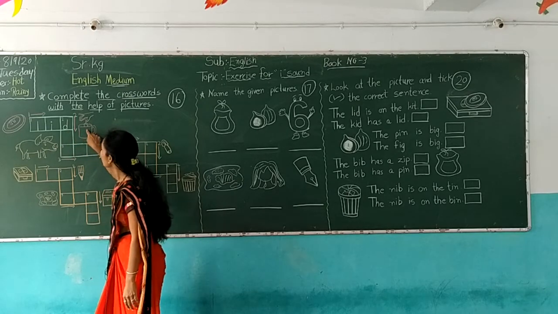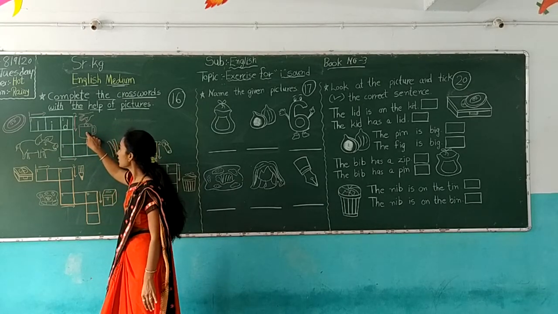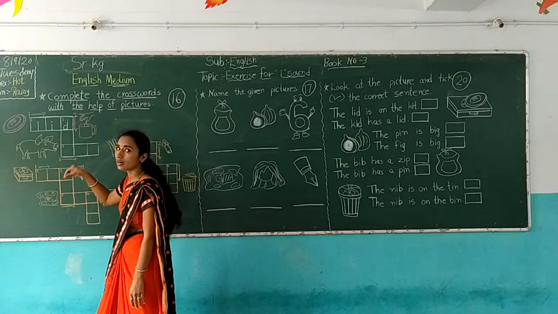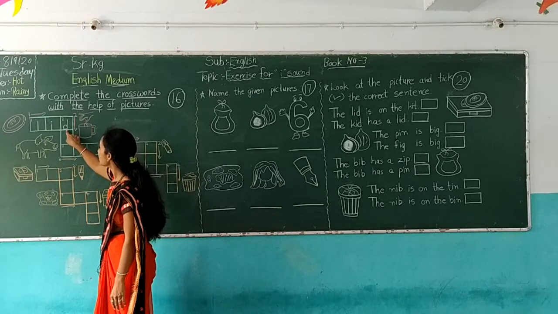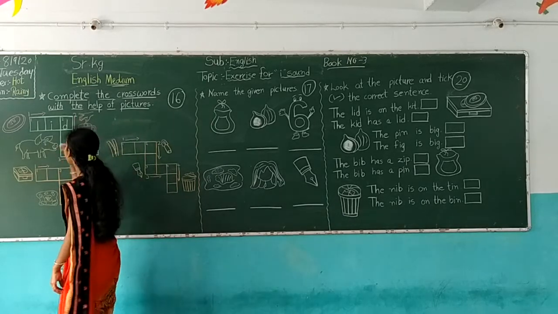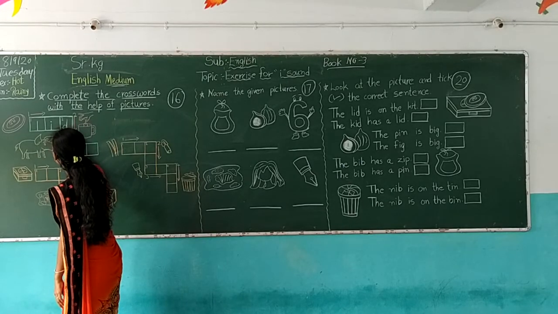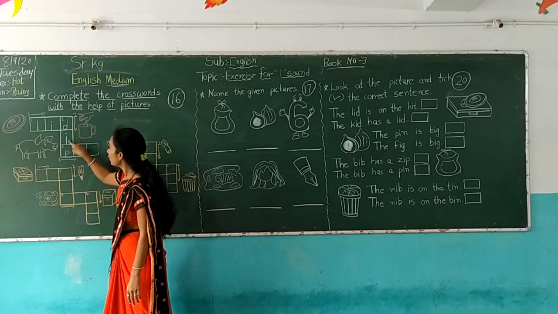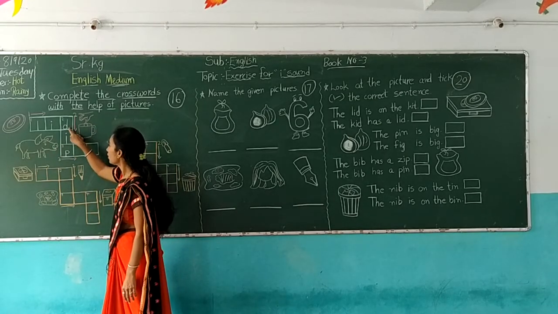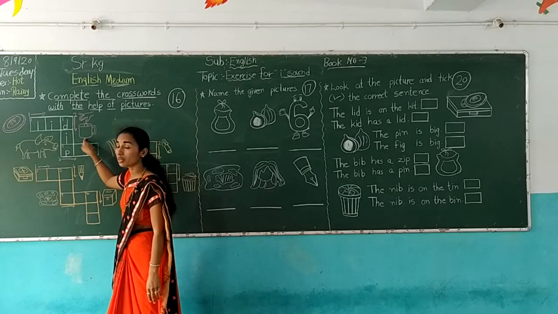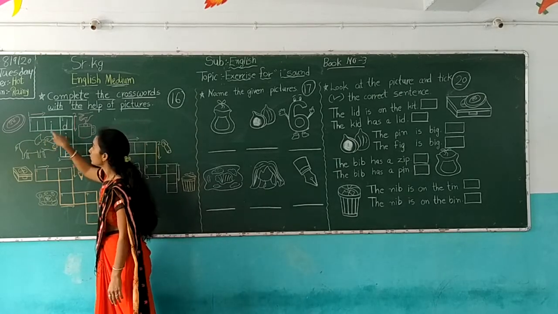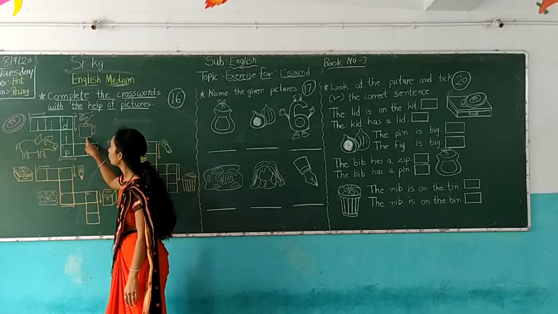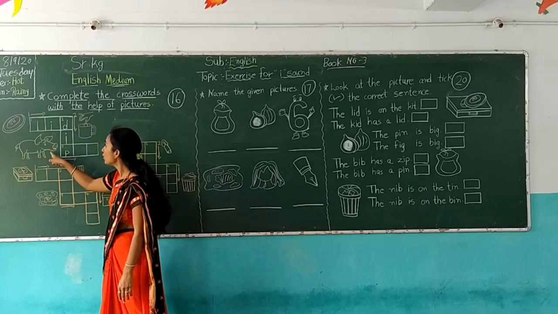But here, look at this picture. Which picture is this? You look at this picture properly. Deep. Da, eep, deep. Last letter da. So here write eep. Da, eep, deep. Again one more time. La, eed, lead. Da, eep, deep.